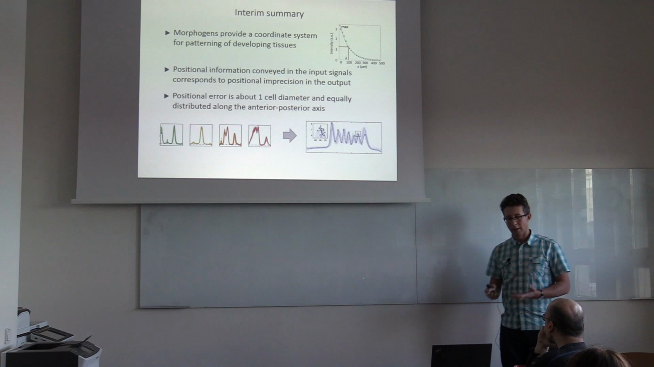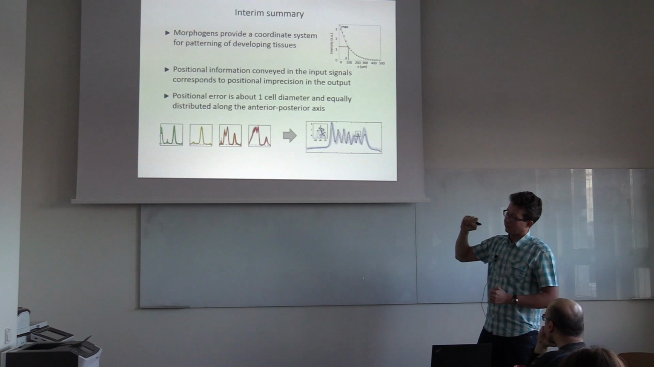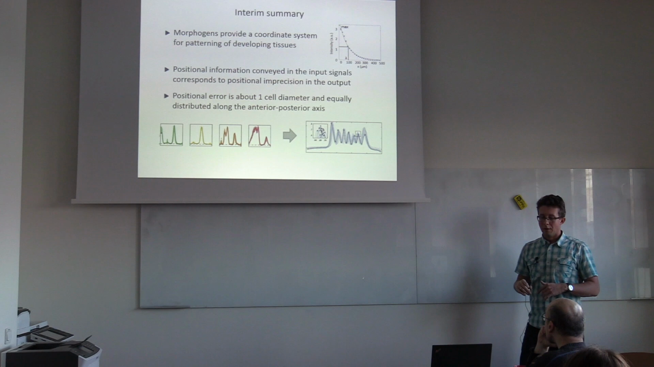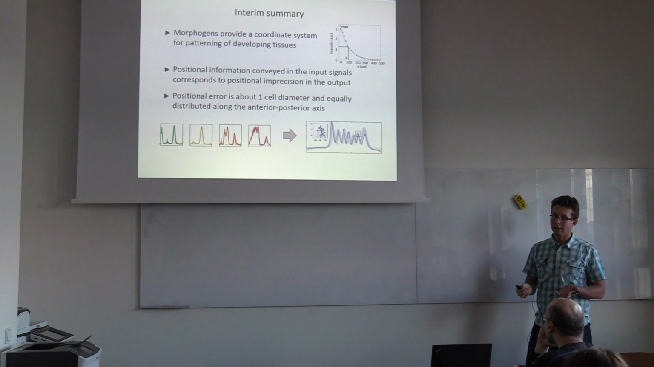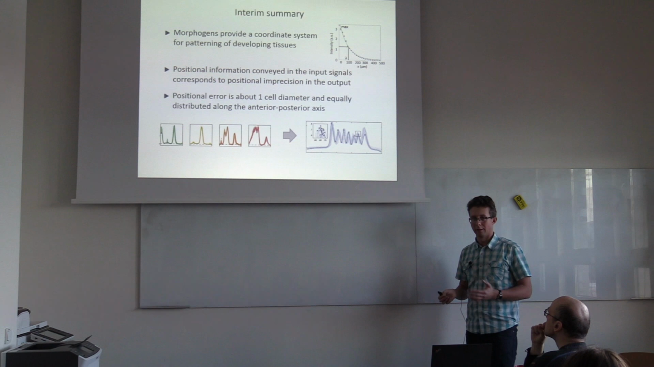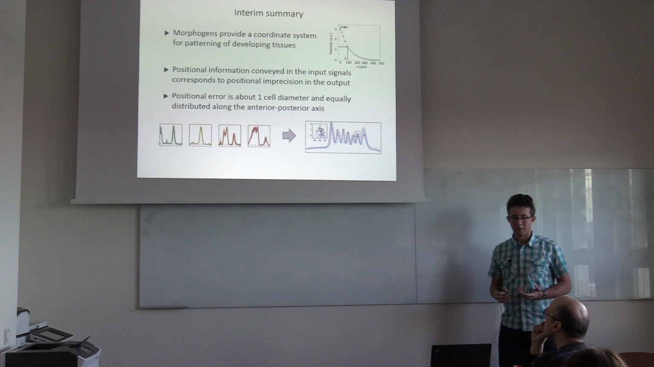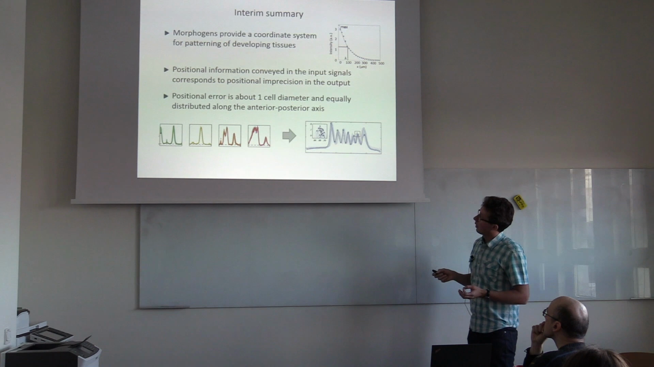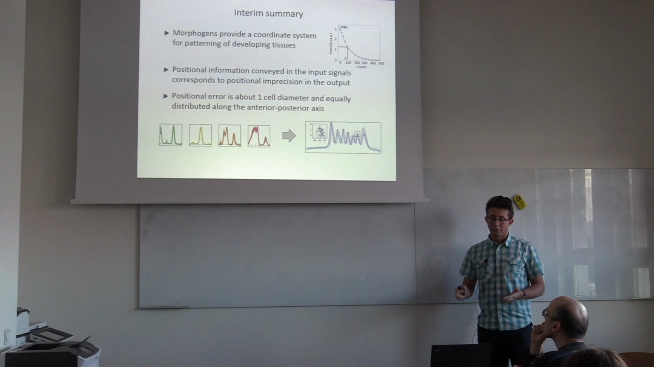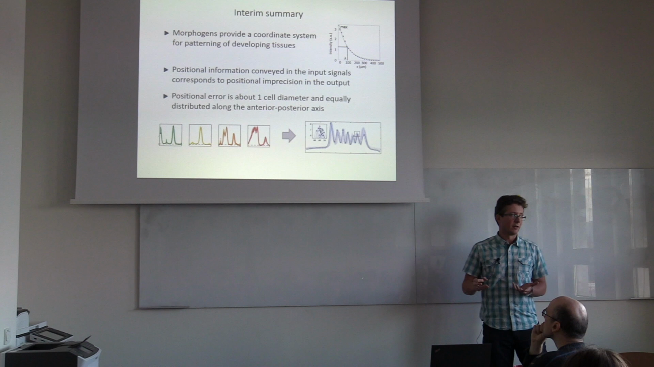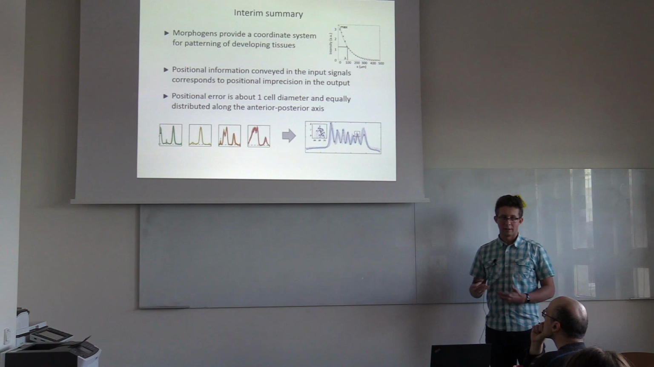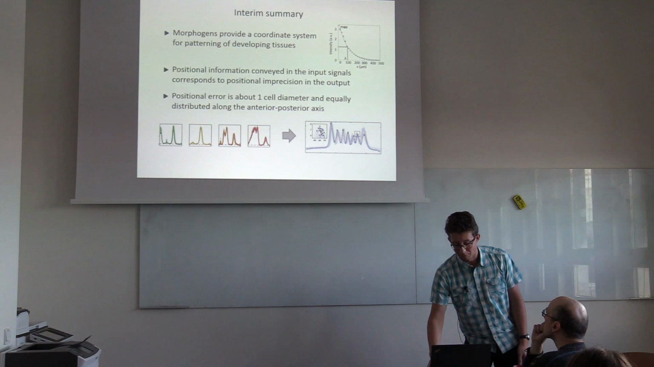Further, we saw that the positional information conveyed in the input signals corresponds to the positional imprecision at the output, which might indicate that the cells are actually doing some kind of optimal decoding. They basically use the whole information that is in the input signal. And last but not least, the positional error is about one cell diameter, which might indicate that from the evolutionary perspective, it's unlikely that the organism evolved to have precision on the subcellular level. I think one cell is what we can expect from such a system at least.